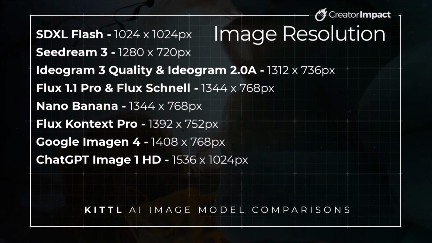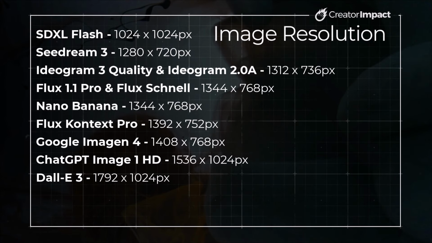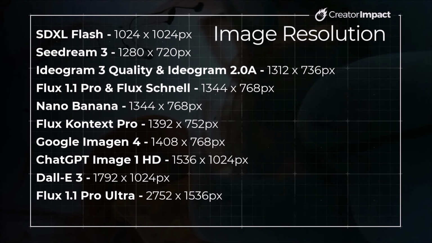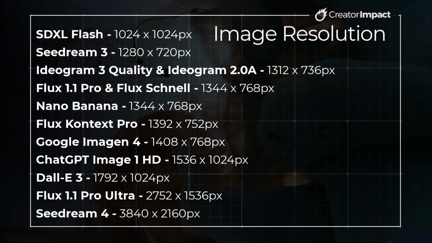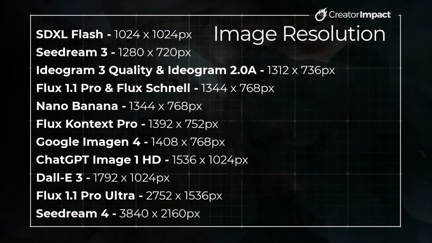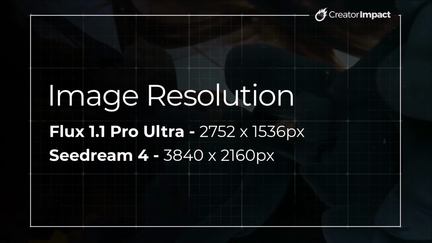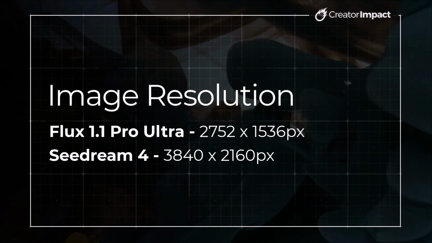ChatGPT also didn't get the 16:9, but it's just a little bit higher. And the same with DALL-E 3, another step higher again. But when we get to Pro Ultra, which was my favorite, much higher resolution, but Seedream 4 definitely has the highest. So if having a high image resolution is important to you, then Flux 1.1 Pro Ultra and Seedream 4 are definitely your top choice.